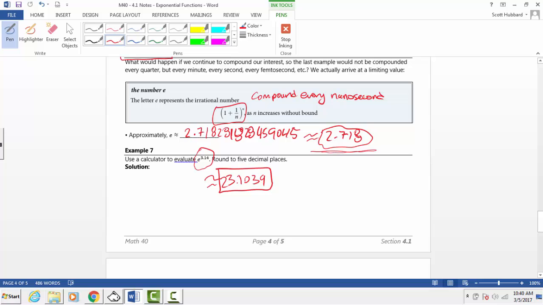Okay, this is just a preview. We're going to see e a lot throughout this chapter, so we'll definitely get practice with it.